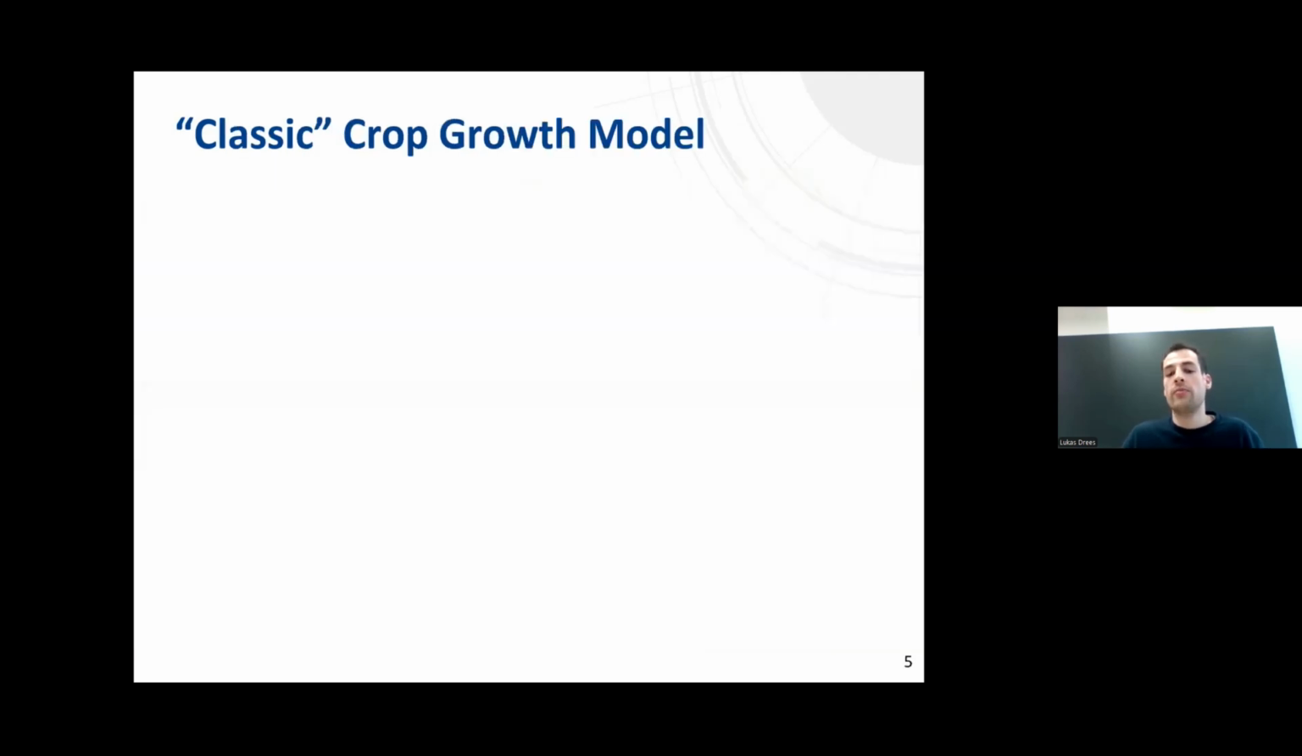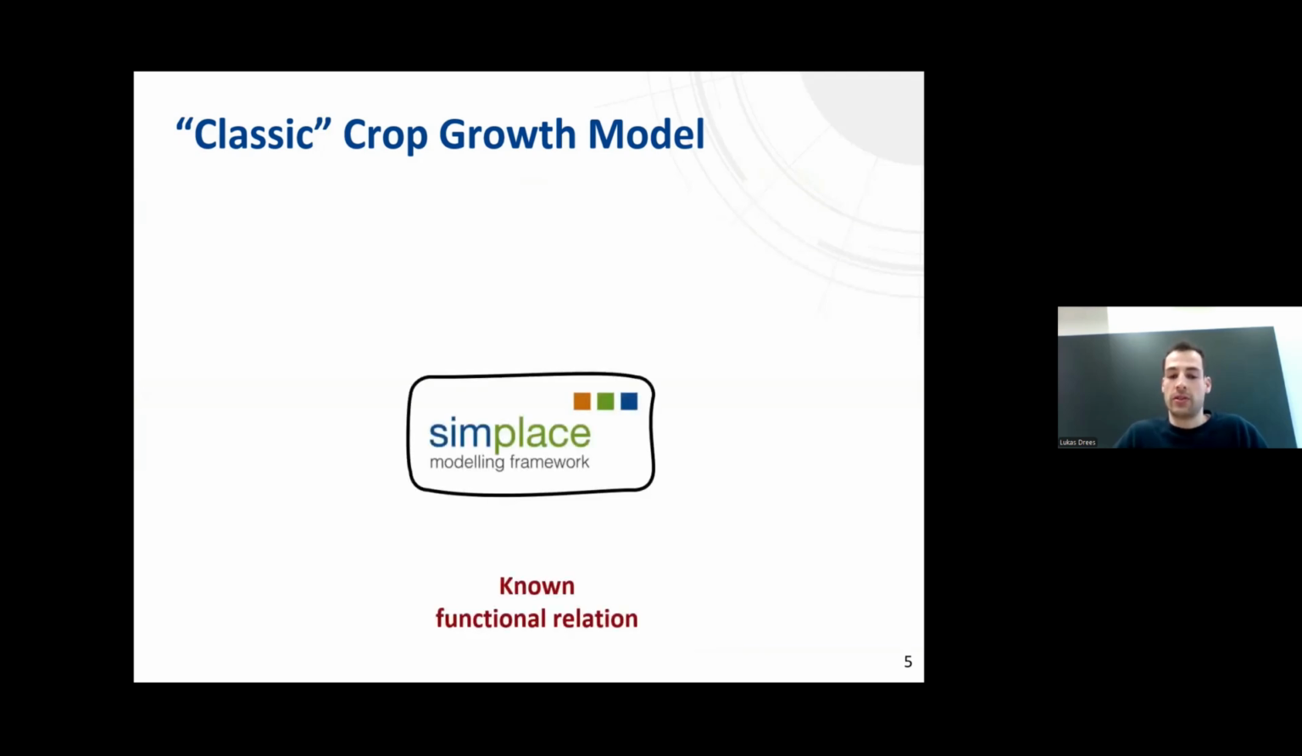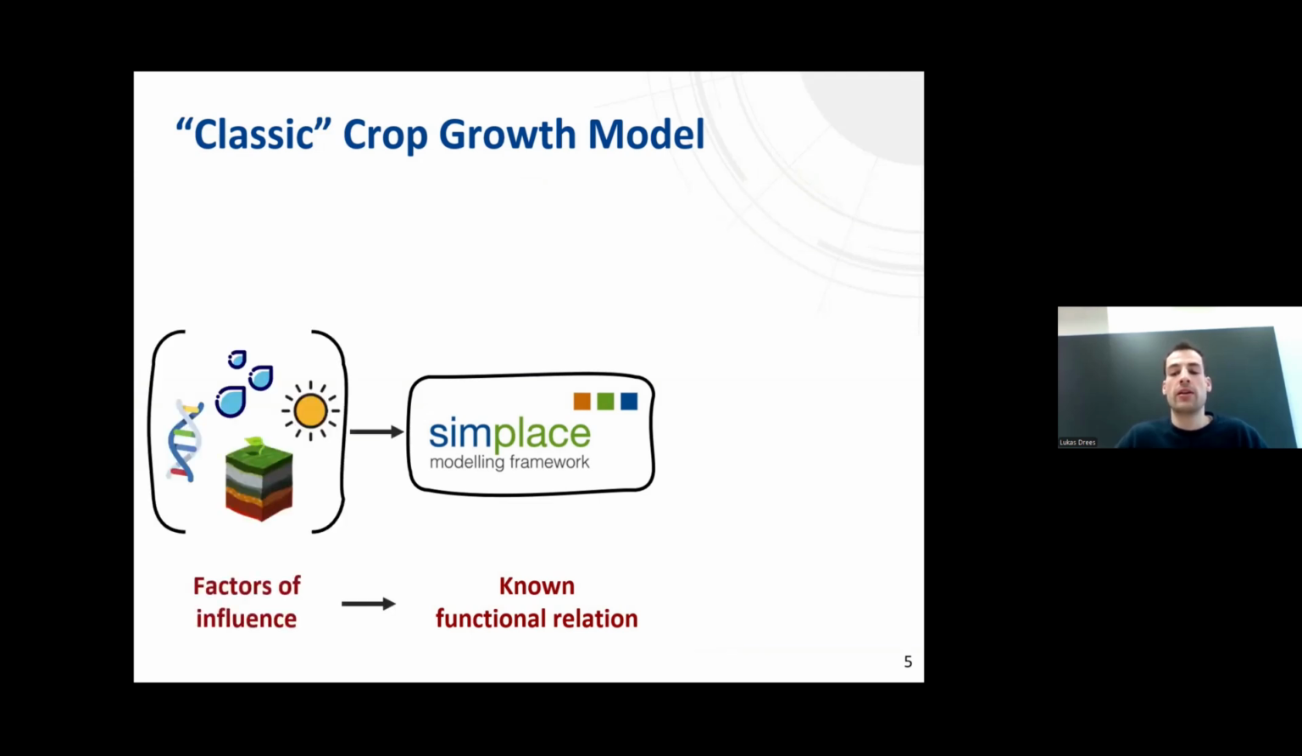The classic way to implement a crop growth model is the so-called process-based crop growth model. And in Bonn, the modeling framework Simplace is used for the mixtures. It is called process-based because a lot of expert knowledge went into implementing a functional relation between all the processes influencing crop growth. For example, they built a connection between the nutrient uptake and the water requirement and the photosynthesis activity for different crop species.